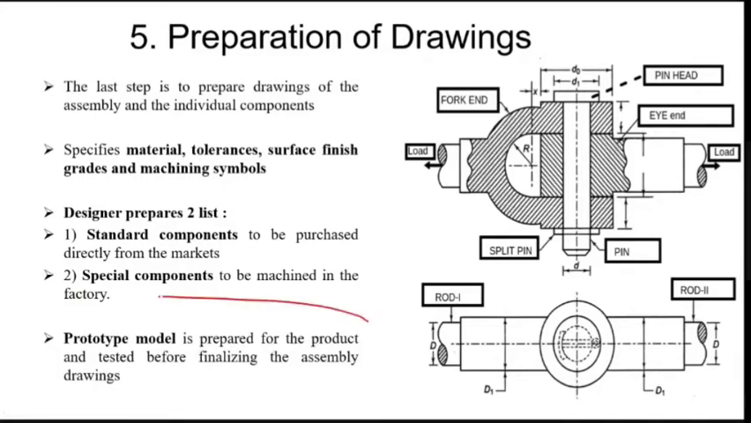A prototype model is prepared for the product and tested before finalizing the assembly line. Try to understand that the production department or engineer will not directly go for manufacturing of the product. Along with the design department and the planning department, they will first prepare the prototype model. Then they will test it, and if they get a successful result, good efficiency, everything in the proper manner, they will finalize the assembly drawing, and then go for the manufacturing of a particular component. I hope it is clear to all of you.